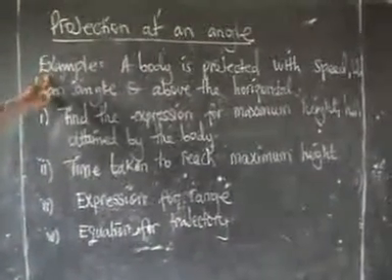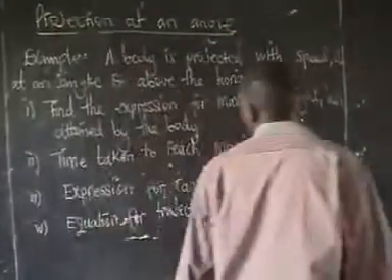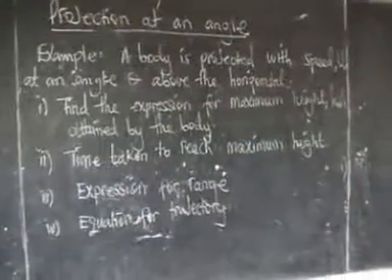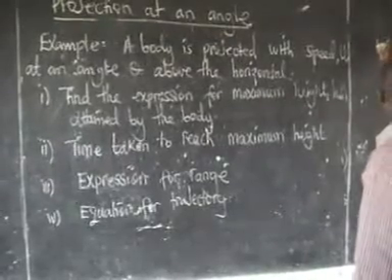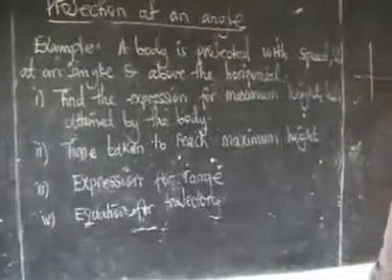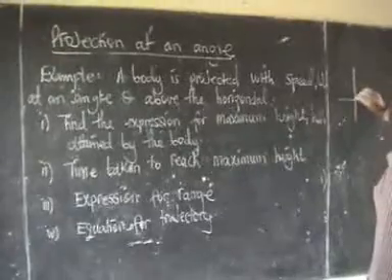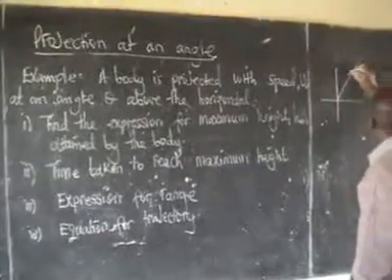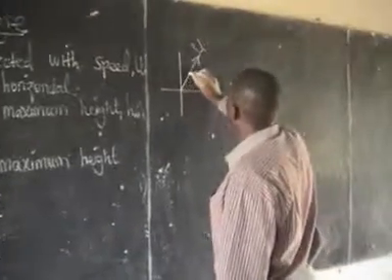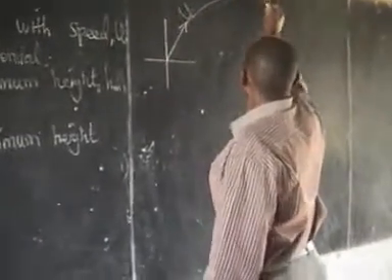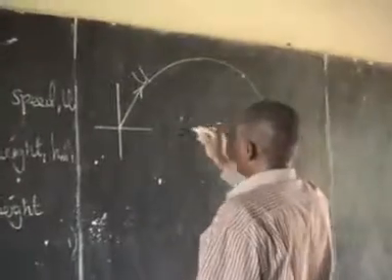So we begin by sketching. You are going to sketch the motion of the given body. So if this is our body projected with initial speed u, this body will describe a parabolic path.